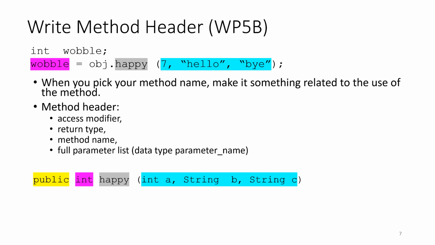7 would be an integer. Hello and bye are both strings because they're in double quotes. So the final method header would be public int happy with int A, string B, string C. Remember that A, B, and C could be any names that you want to make up. That's the end of this worked example.